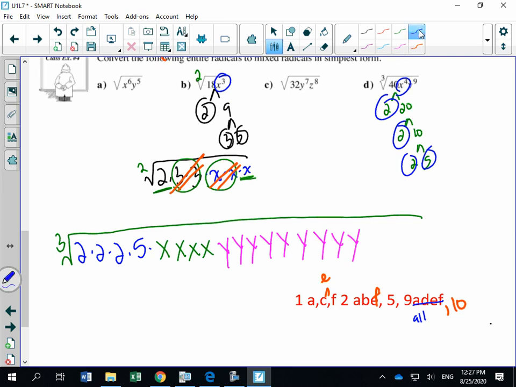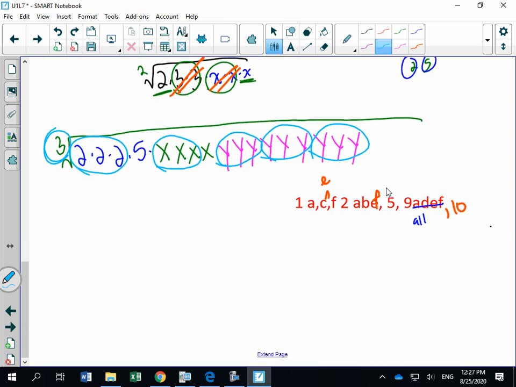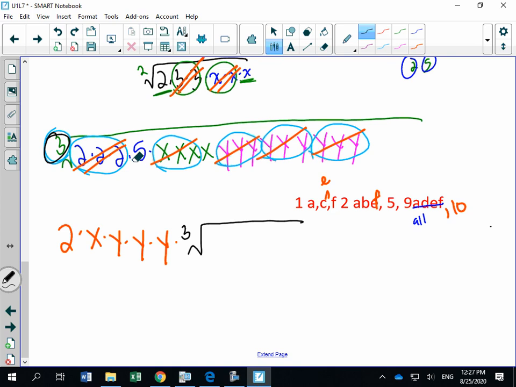Okay, now I go to my index. It says circle groups of 3. Group of 3. Group of 3. Group of 3. Group of 3. All my y's come out. For every group of 3, what do we do? What's left over is the third root of, what do I have left? I've got a 5 and an x. So 5x stays under. That's my radicand, 5x. Simplify this for me: 2 times x times y times y times y. 2xy cubed times the third root of 5x. That would be your answer.